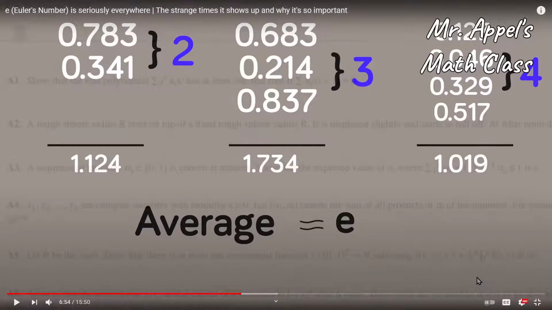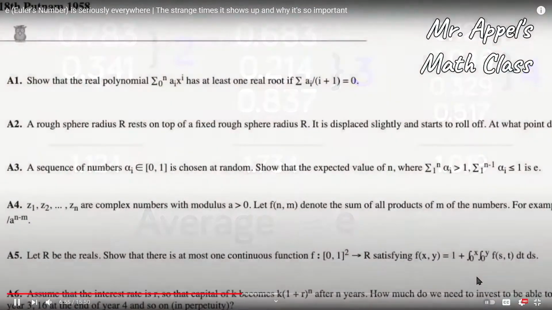Sometimes it's 2, sometimes 3, sometimes 4. And on average, this is ridiculous. On average, it takes about e numbers randomly generated to add up to 1. Why? I don't know why. And the competition problem was to prove that this was the case.